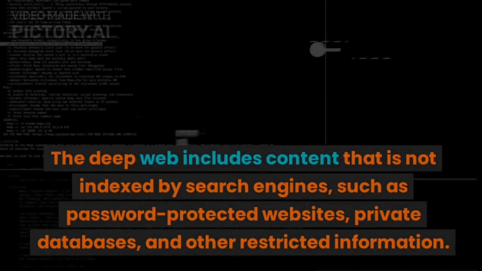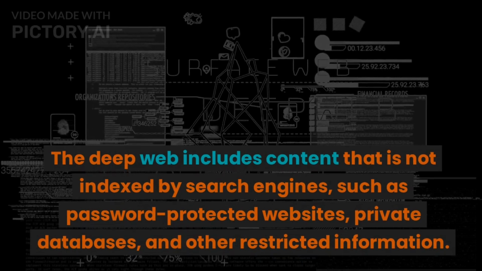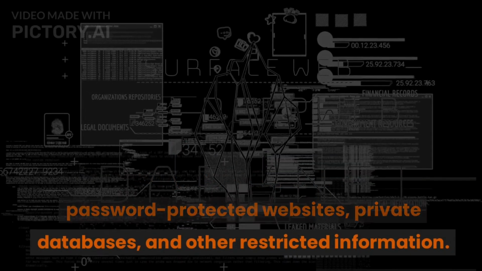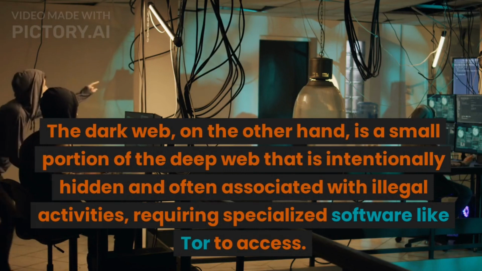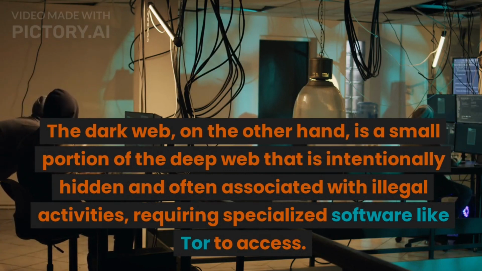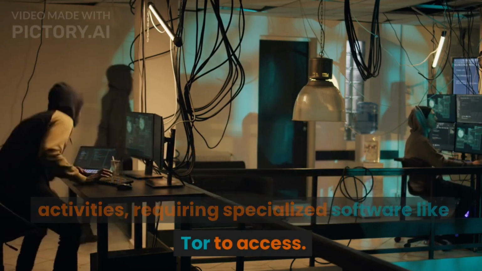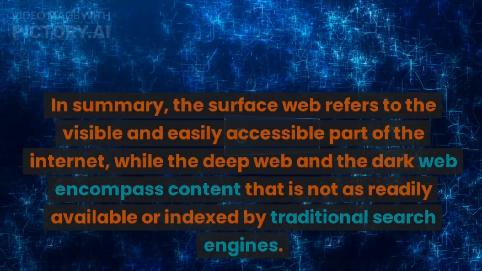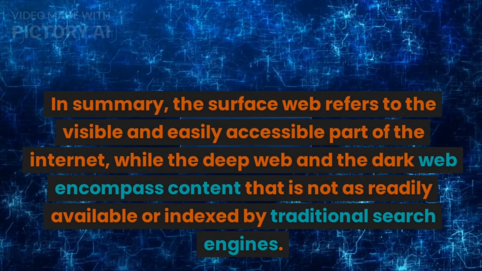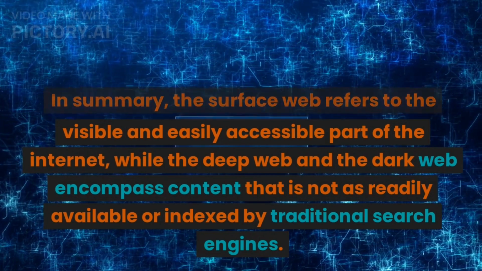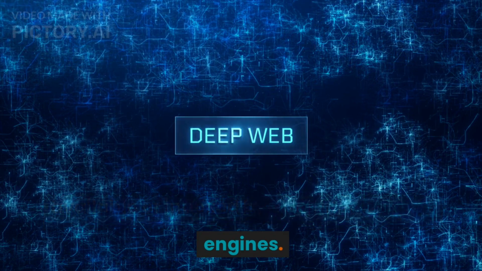The deep web includes content that is not indexed by search engines, such as password-protected websites, private databases, and other restricted information. The dark web, on the other hand, is a small portion of the deep web that is intentionally hidden and often associated with illegal activities, requiring specialized software like Tor to access. In summary, the surface web refers to the visible and easily accessible part of the Internet, while the deep web and the dark web encompass content that is not as readily available or indexed by traditional search engines.